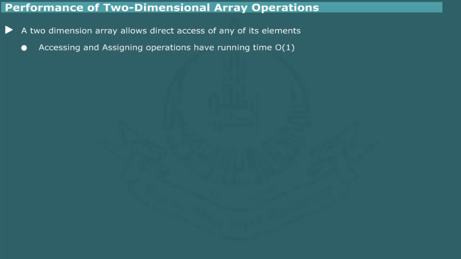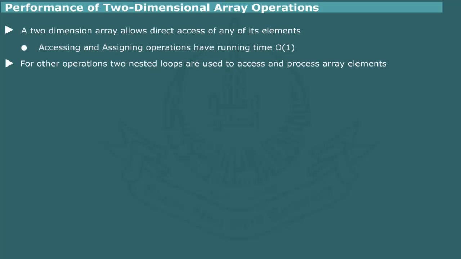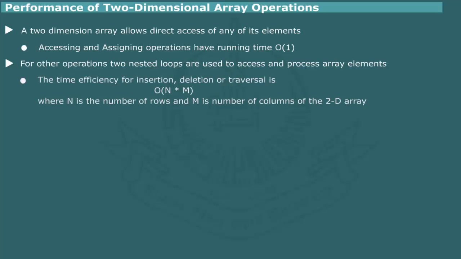Performance of two-dimensional array. A two-dimensional array allows direct access to any of the elements. Thus, accessing and assigning operations have a running time O(1). For other operations such as inserting, deleting, and traversing, generally two nested loops are used. If the array consists of n rows and m columns, the loops would involve n times m cycles. Thus, the time efficiency for insert, delete, and traversal is O(n × m).